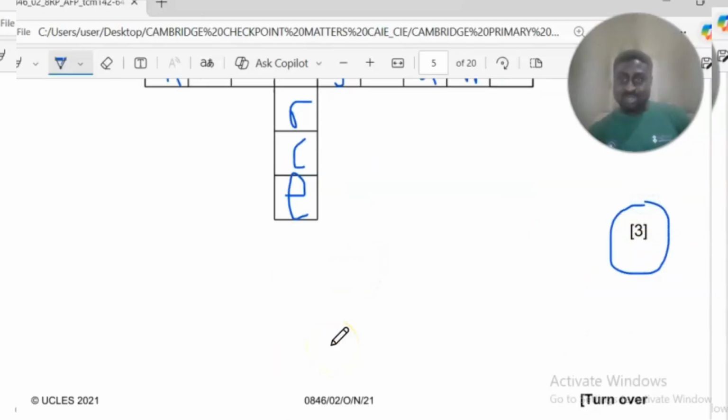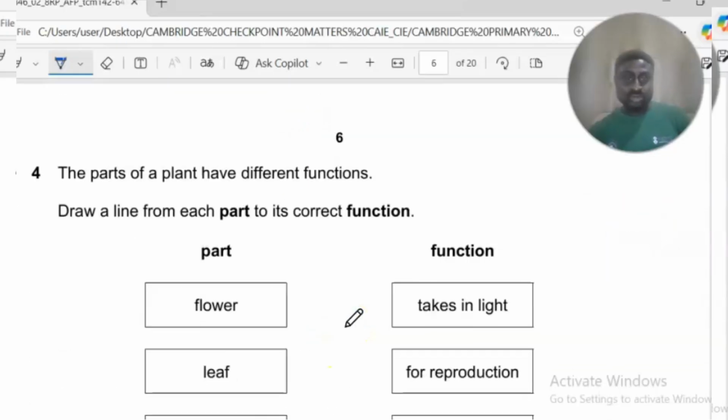I hope that is clear. You can note that in your writing pad. Okay, let's move to the next question. That will be question 4.